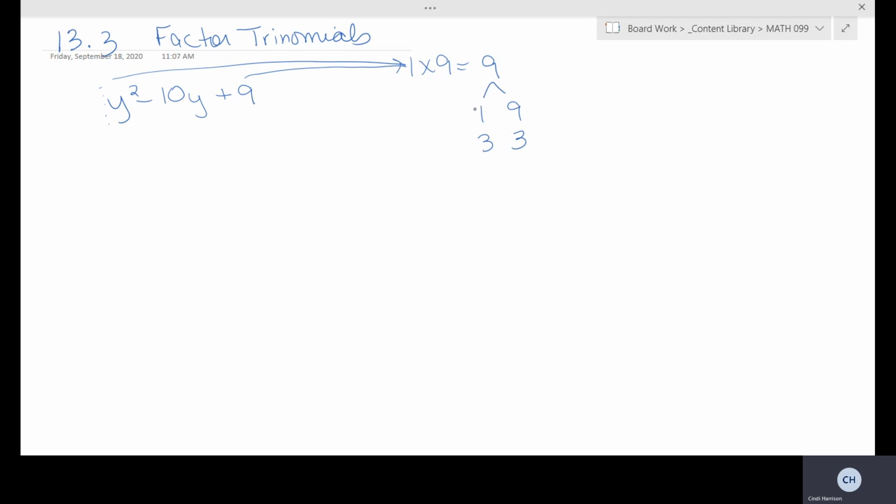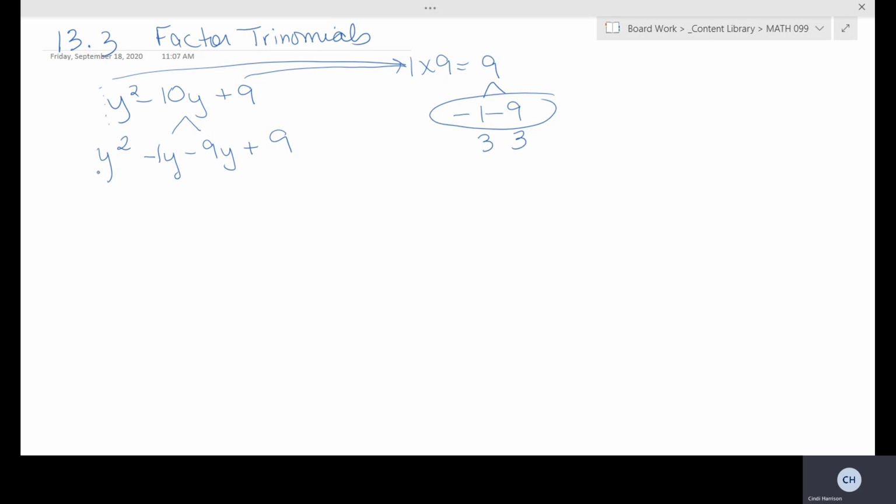Now, we want to pick the pair that also combines to give you this middle number, negative 10. Well, 9 and 1 can give us 10. To give us negative 10, they would both need to be negative. So what we're going to do for this method is rewrite this middle term using this combination. So I'll say negative 1y minus 9y. So I've replaced this middle term with its equivalent, so I haven't really changed anything, just changed how it looks.